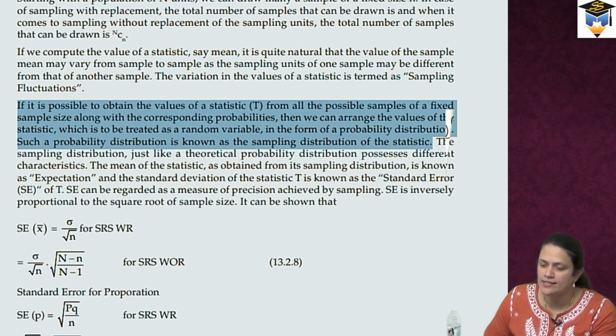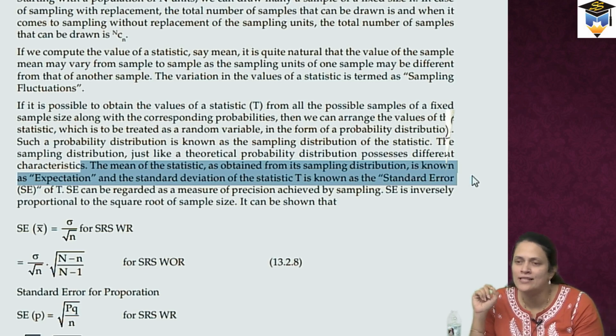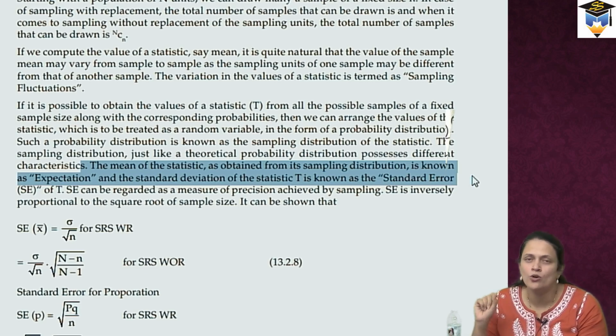The mean of the statistic obtained, write down. The mean of the statistic obtained from its sampling distribution is known as expectation. See, I have marked it. The mean of the statistic as obtained from its sampling distribution is known as expectation, and the standard deviation is known as standard error, SE.